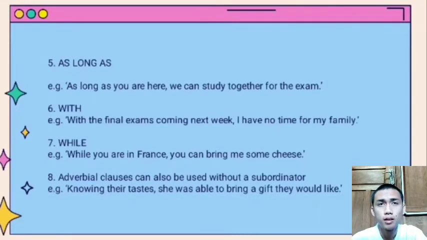Five: as long as. Example: As long as you are here, we can study together for the exam. Six: with. Example: With the final exam coming next week, I have no time for my family. Seven: while. Example: While you are in France, you can bring me some cheese. And eight: an adverbial clause can also be used without a subordinator. Example: Knowing their taste, she was able to bring a gift they would like.